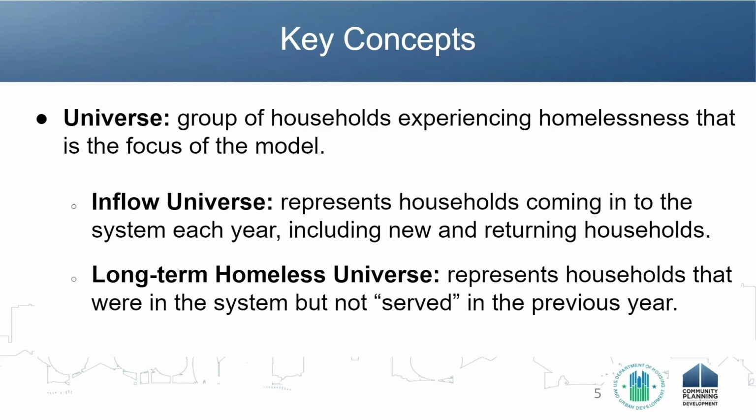The reason that we do estimates for the two universes is because the needs of one universe of households and subsequently the resources needed to assist that universe are likely to be different than the other. So for example, though both the inflow and long-term homeless universes could include households that would be best served in permanent supportive housing, the proportion is probably different. So maybe 10% of inflow households need permanent supportive housing, whereas 80% of long-term homeless households need permanent supportive housing. Or maybe people experiencing long-term homelessness have higher barriers to obtaining housing, so they may need longer shelter stays.